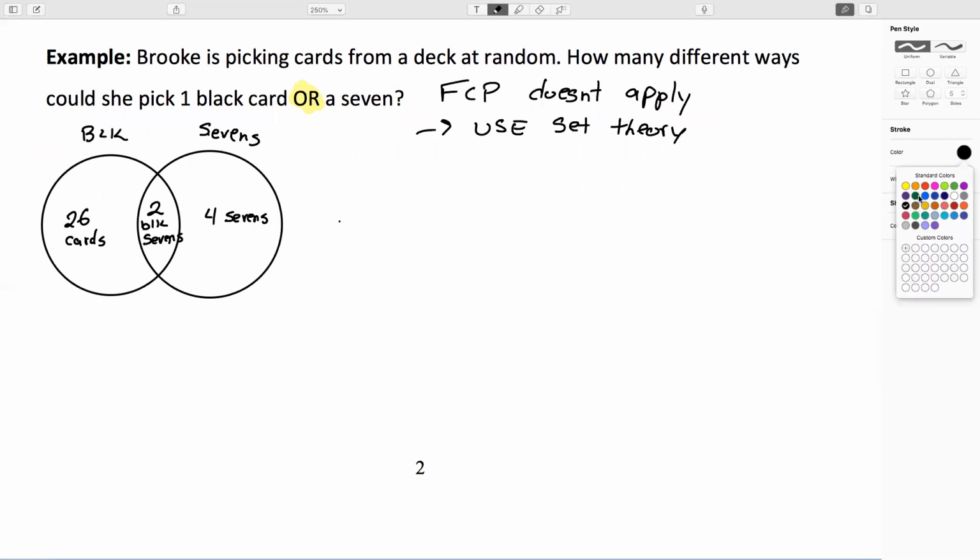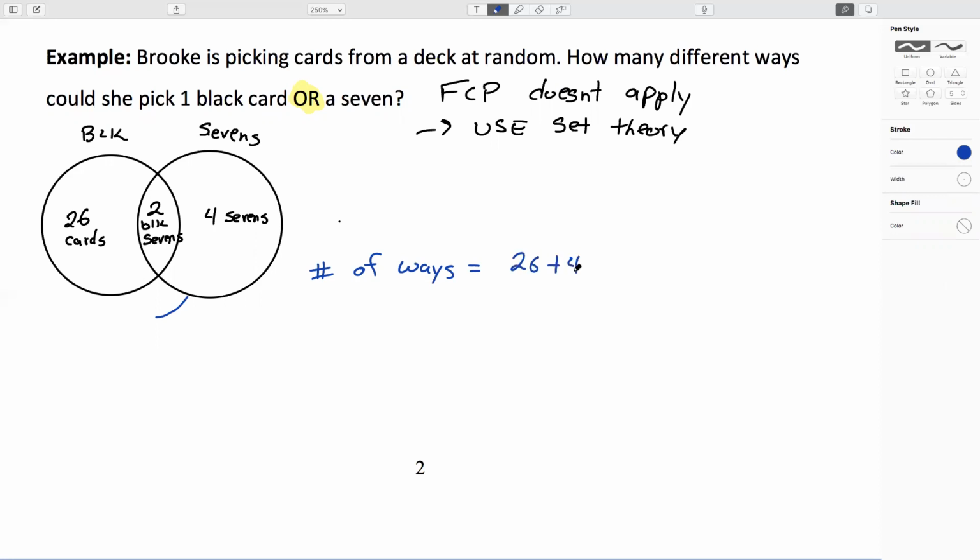So we want to use set theory to solve this. It's going to be kind of an ugly formula, but the number of ways is going to equal 26 plus 4. That's the union of those 2 sets, so it's black union 7. 26 plus 4, but then we have to subtract the ones that are being double counted, minus 2. This is going to work out to 28 ways.